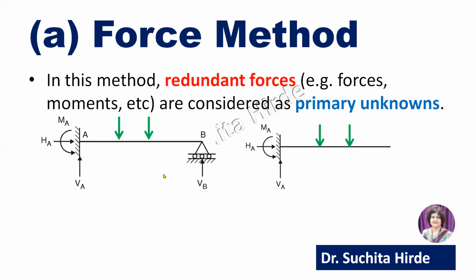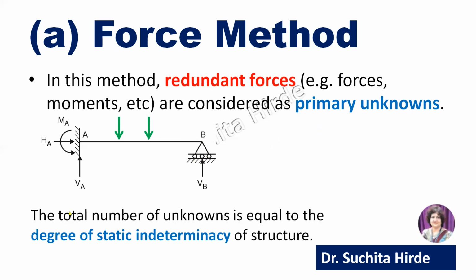So the method in which we consider redundant force as primary unknown. Primary unknown means once you calculate that force, further you can analyze that structure using equation of equilibrium. So that is called as primary unknown. So here the total number of unknowns is equal to the degree of static indeterminacy of the structure.